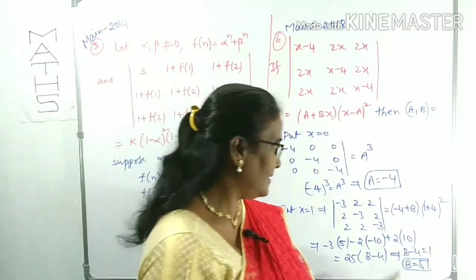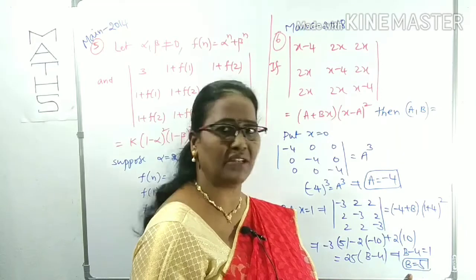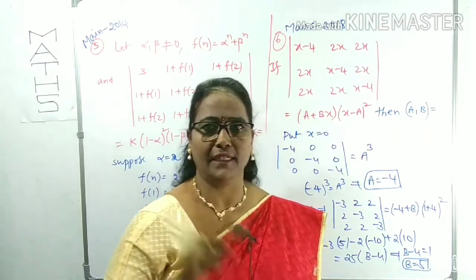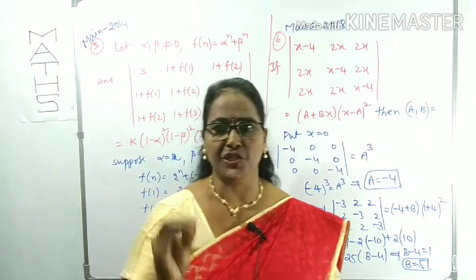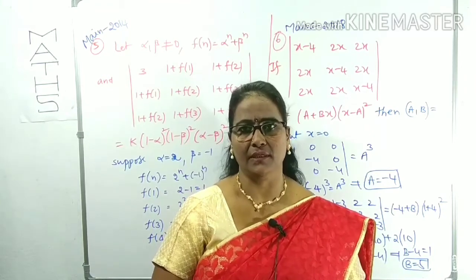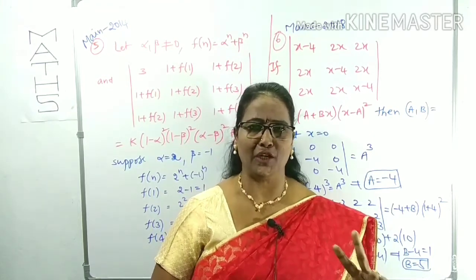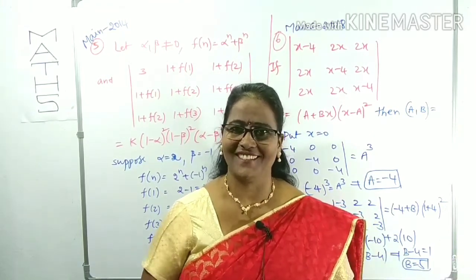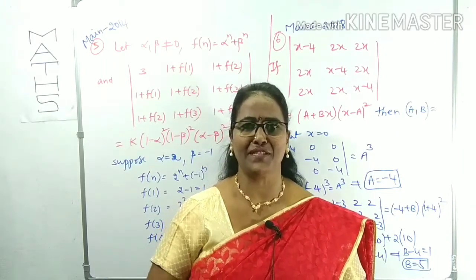Is it clear now? The a value is minus 4, you got the b value is 5. I have taken two values, x value 0 once and x value 1 the second time, to find out two unknown values. That's it. Now we can come forward to some more questions.